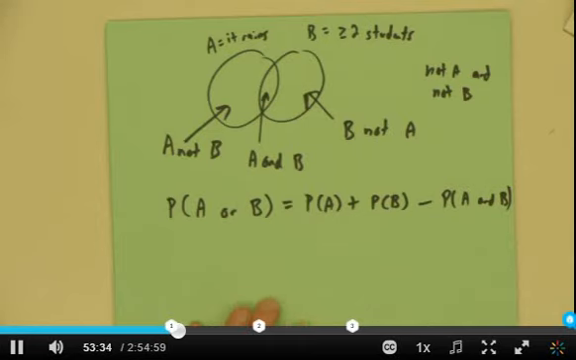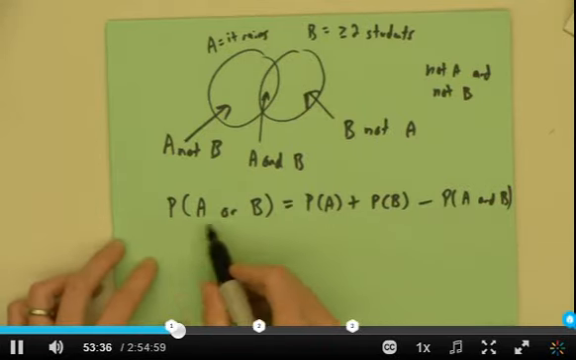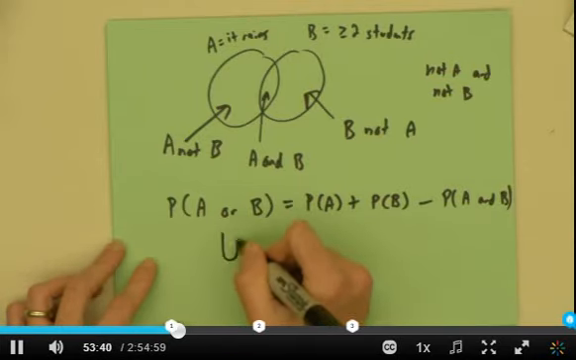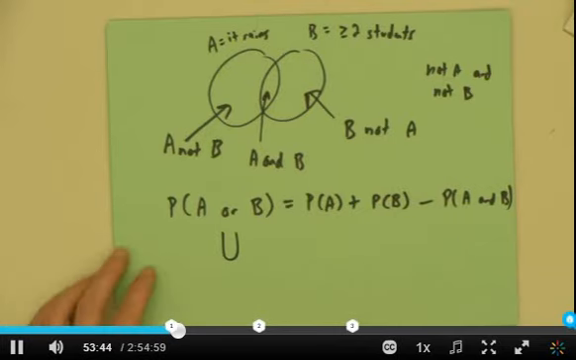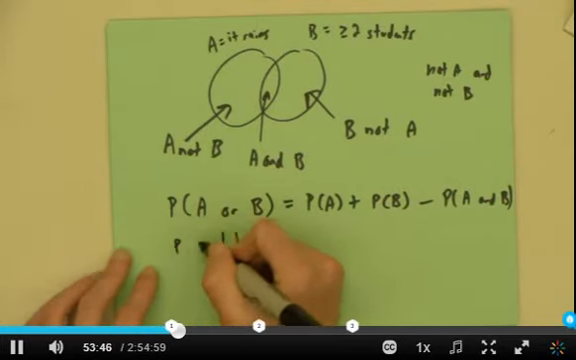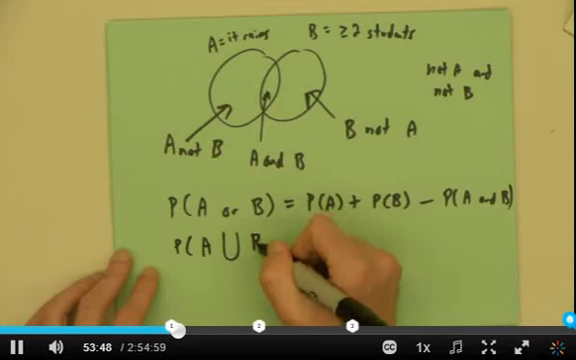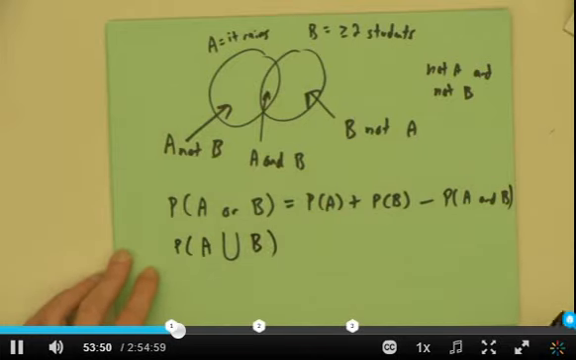And I do want to show you what the set notation for that is. So OR, in set notation, we usually use a union, right? Looks like a U, it's actually a little bigger than a U. And so I would call that the probability of A union B, when I'm thinking of these as sets.